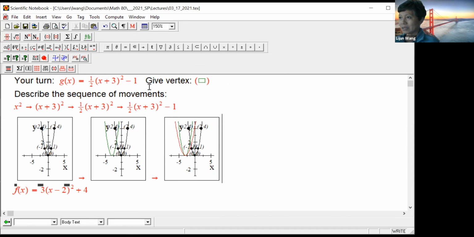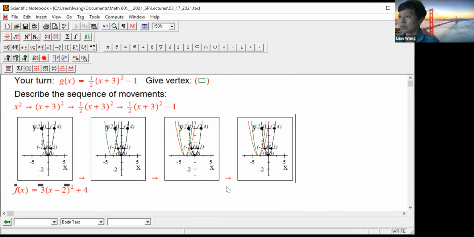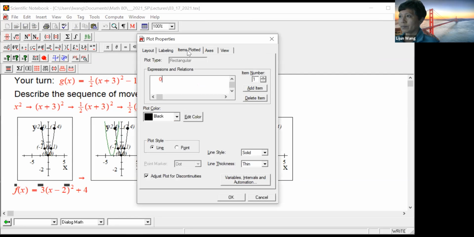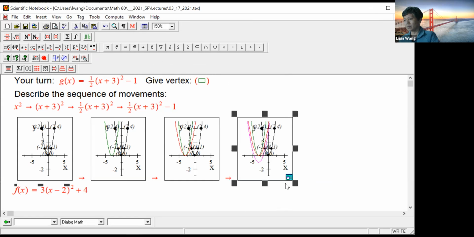And last but not least, the last movement is we take this picture and we shift it down by 1 unit. So the final picture, we're going to still use the purple. Could you tell me the vertex? What is the vertex here? Give the vertex.